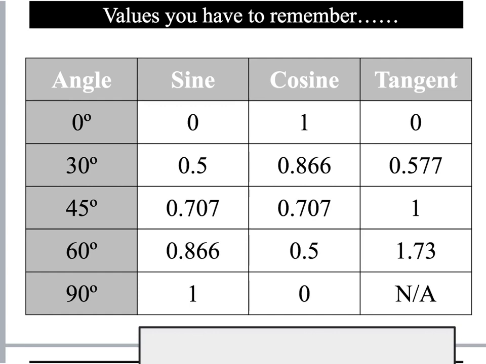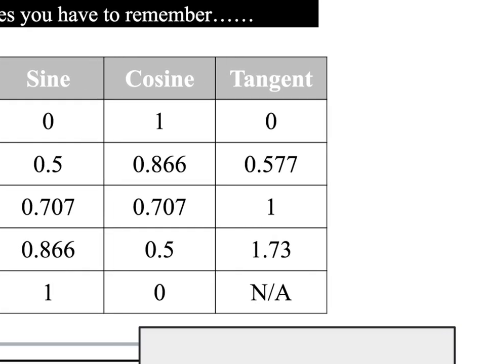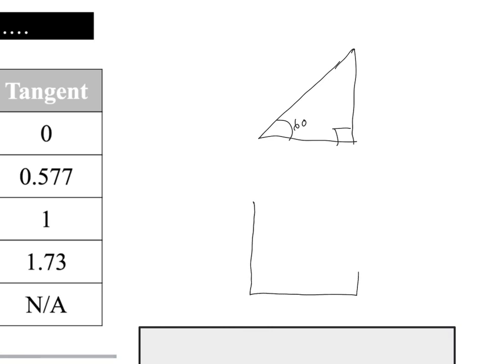Now, first off, let's just quickly talk about this one here, the NA. Tangent doesn't have a value for 90 degrees. I just want to quickly talk about why that is. So if we draw a right-angled triangle, and this angle here, let's say, is 60. Now, if I did an angle of 90, this is what the triangle would look like. So that's 90, and technically that's the hypotenuse, that's the opposite, and that's the adjacent.